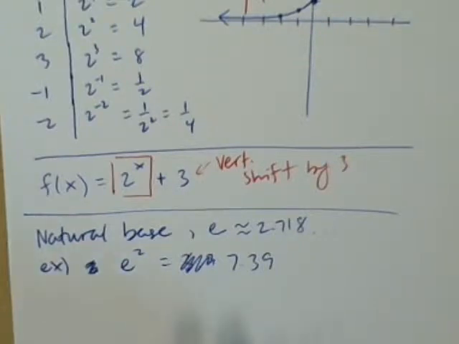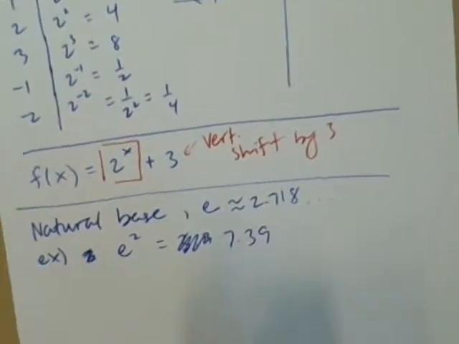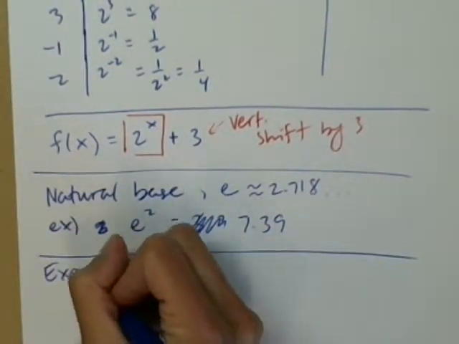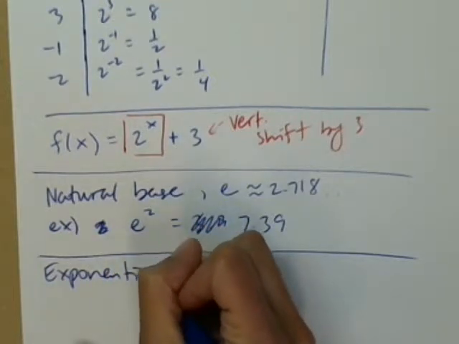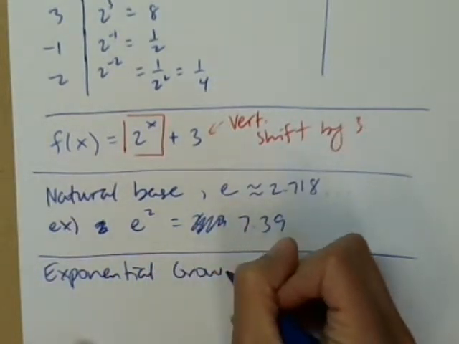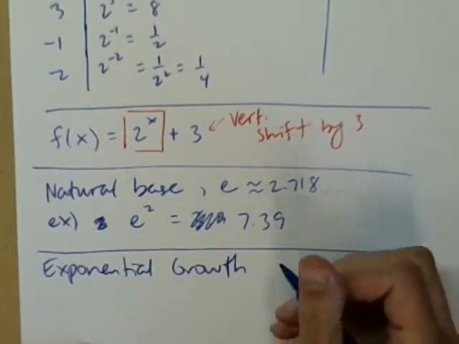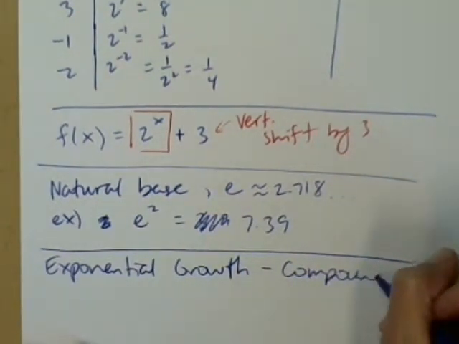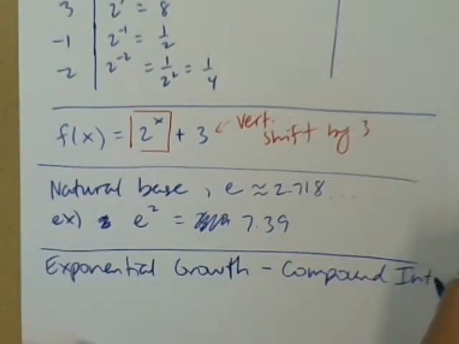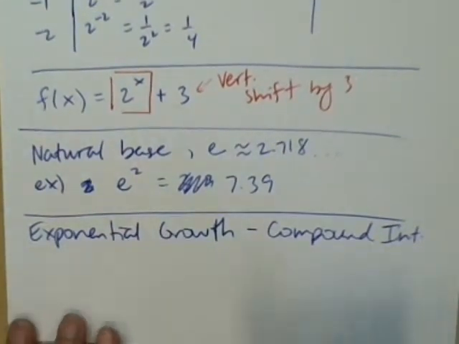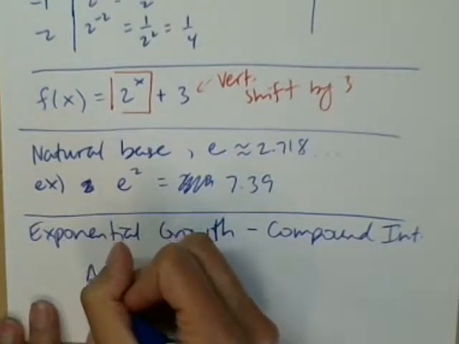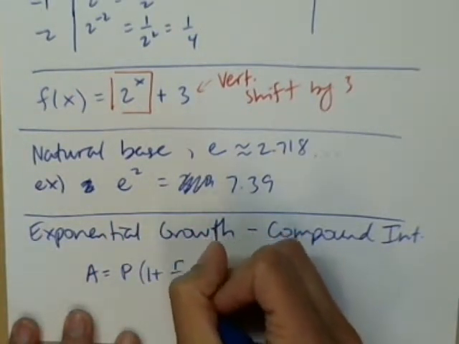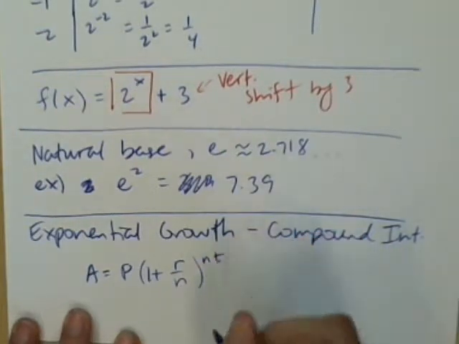So you're going to see some interest problems. That's one great example of exponential growth. And with these interest problems, we're going to be specifically looking at compound interest. So I'm going to go ahead and give you at least one version of the compound interest formula, and it looks like this. A is equal to P times (1 plus r over n) all to the nt.